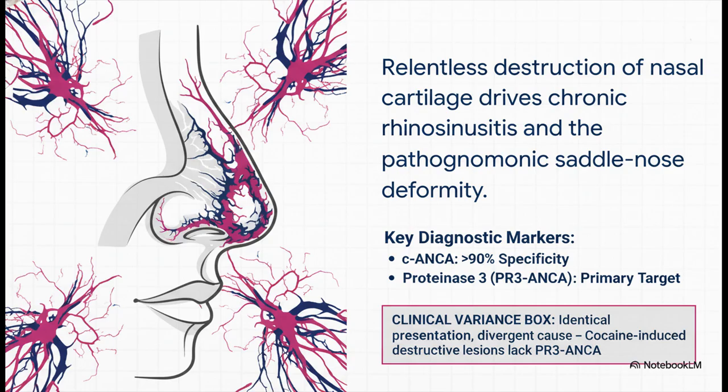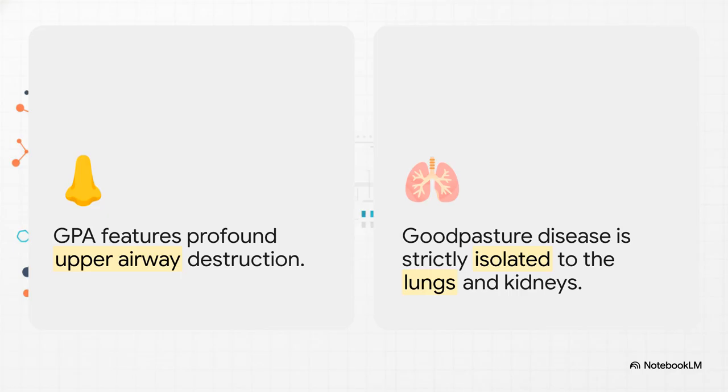This destructive process drives chronic purulent rhinosinusitis, recurrent otitis media, and ultimately an irreversible architectural collapse. This results in the pathognomonic saddle nose deformity. This brings us to a critical distinction you have to be able to make on the wards and on exams.